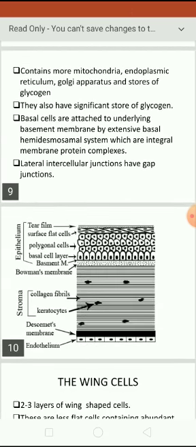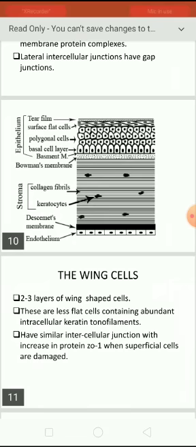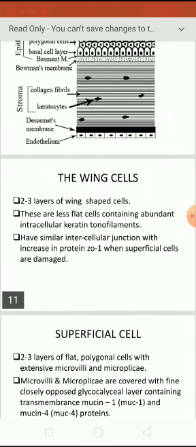In this picture we can see the tear film, followed by the surface of flat cells, then polygonal cells, the basal layer which is a single columnar layer, followed by the basement membrane. The wing cells are 2 to 3 layers of wing-shaped cells. These are less flat cells containing abundant intracellular keratin tonofilaments. They have similar intercellular junctions, with increased ZO-1 protein when superficial cells are damaged.